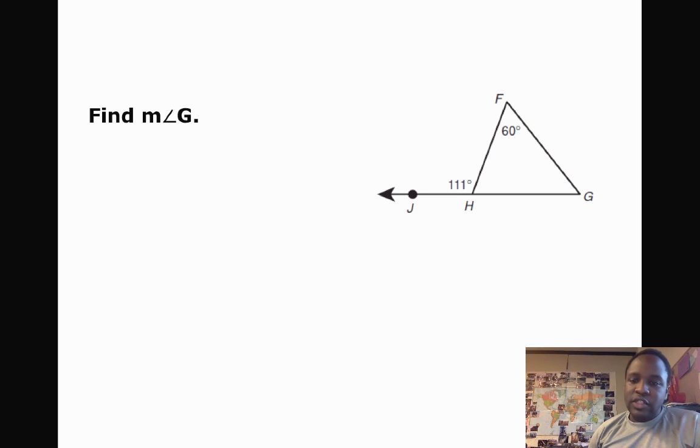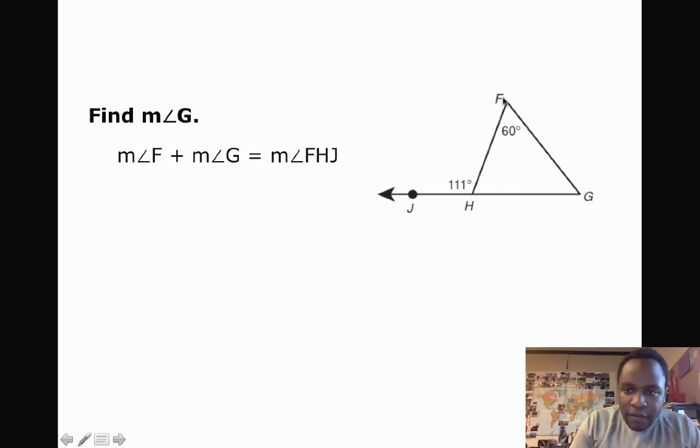All right, so let's find the measure of angle G. So angle G and angle F are remote interior angles to the exterior angle GHF. So we can say that the measure of angle F plus the measure of angle G is equal to the measure of angle FHJ.